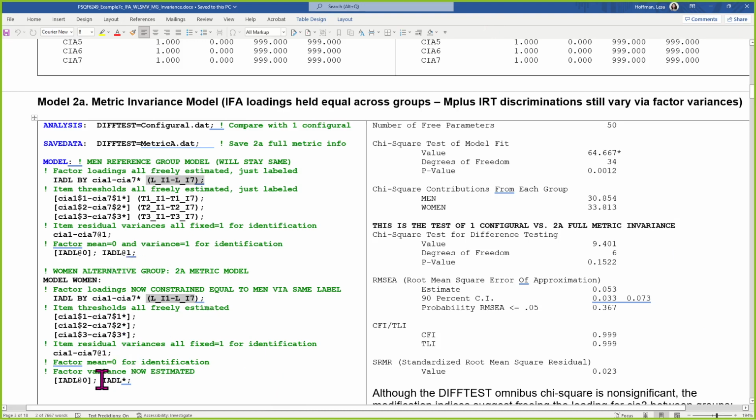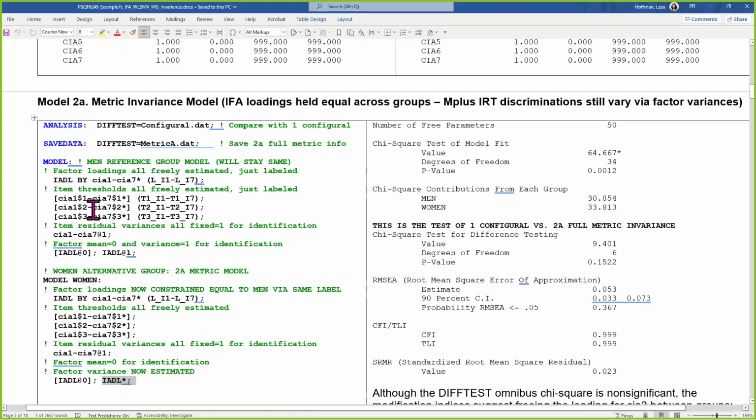But yes, right there. I also had to free the factor variance in the alternative group because one of the reasons why the loadings may have been different is that the factor variances are different. So we're testing to see if they are proportionately different as a consequence of factor variance differences.